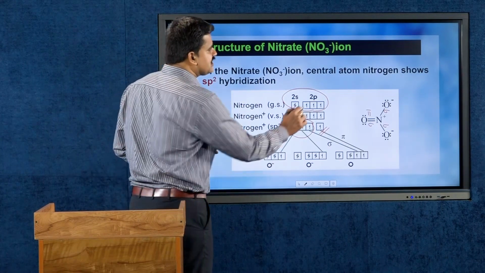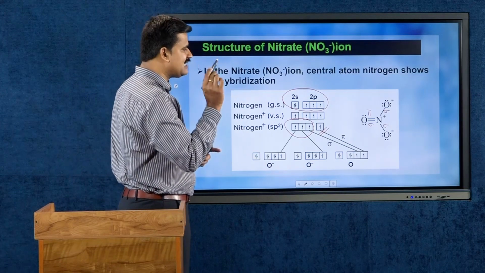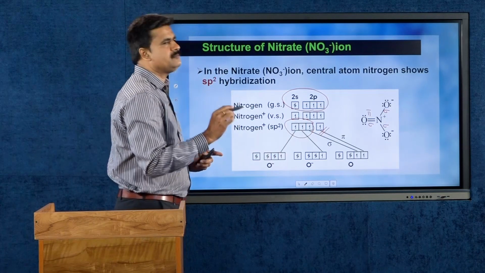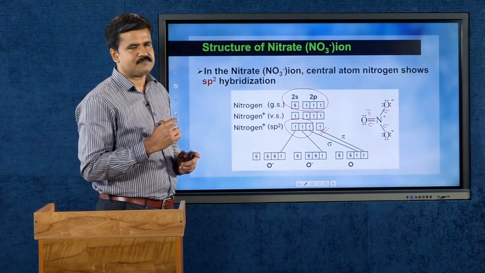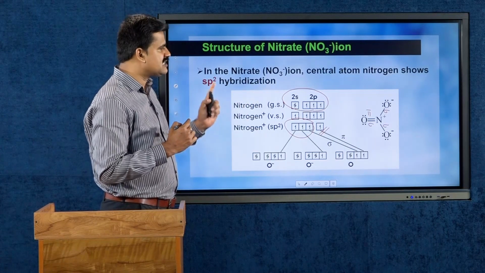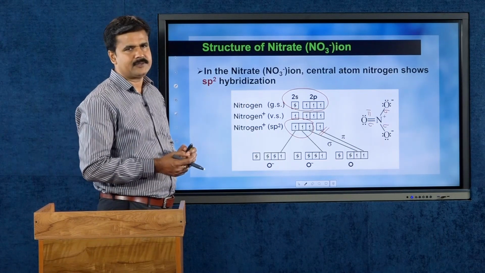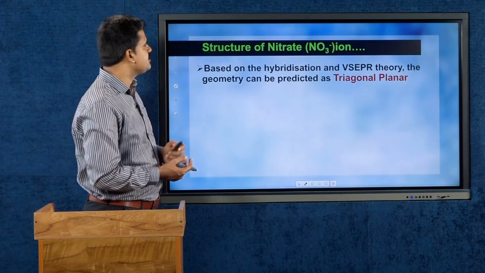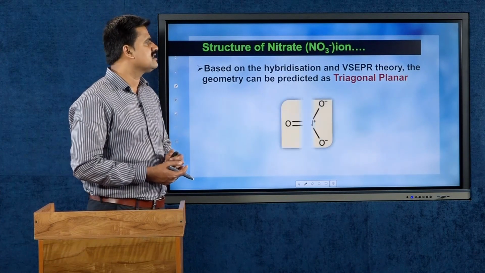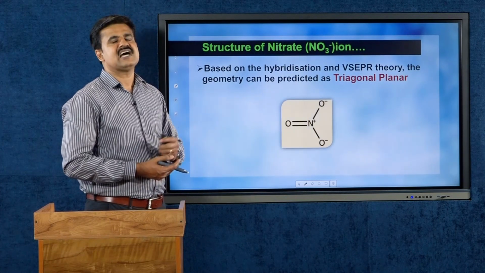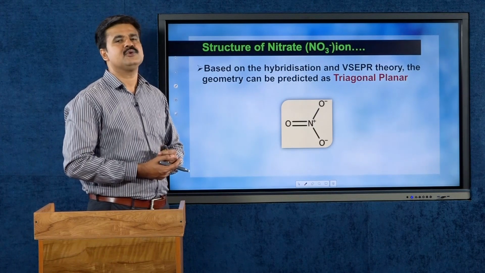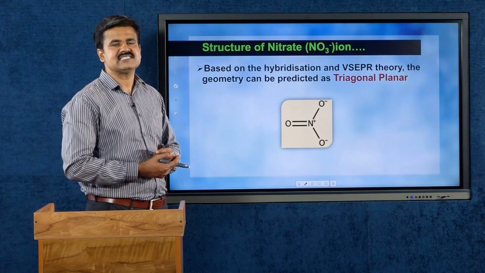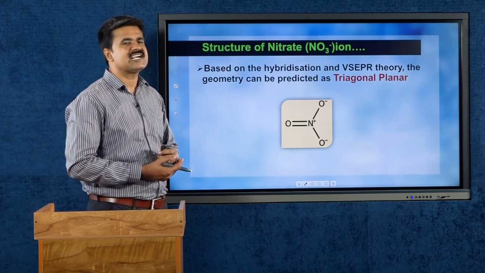At the same time, the pi bond is produced by the lateral overlap of the unhybridized p orbital with a p orbital from the oxygen atom. So this leads to the generation of NO3 minus ion. Now, based on the hybridization and VSEPR theory, the geometry can be predicted as trigonal planar. Once the hybridization is predicted, you can arrive at the geometry. The geometry of nitrate ion NO3 minus is trigonal planar. So this is the trigonal planar arrangement.